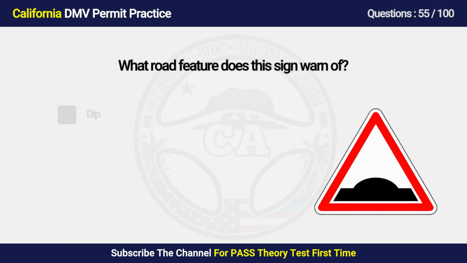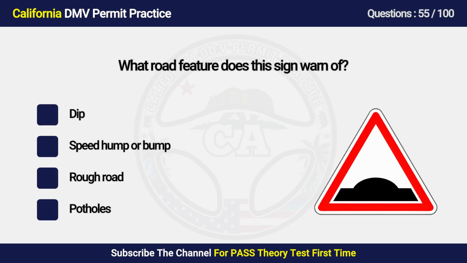Question 55. What road feature does this sign warn of? A. Dip. B. Speed hump or bump. C. Rough road. D.